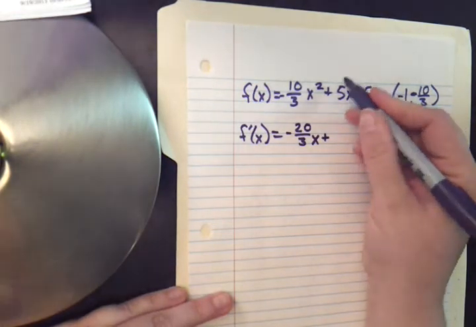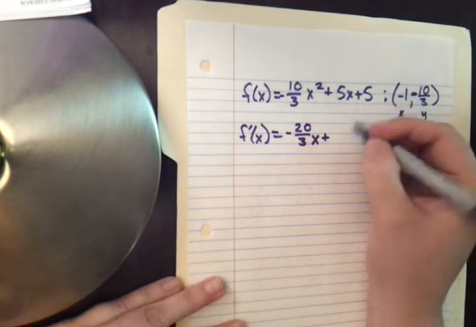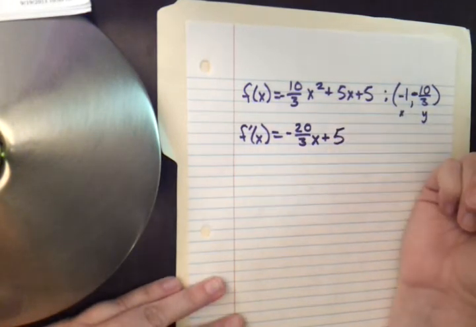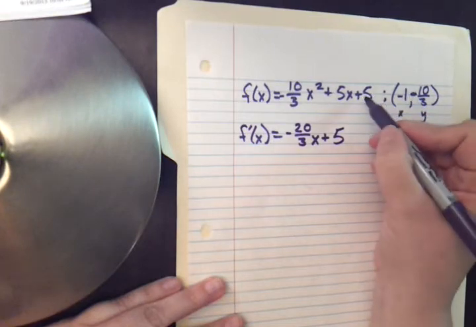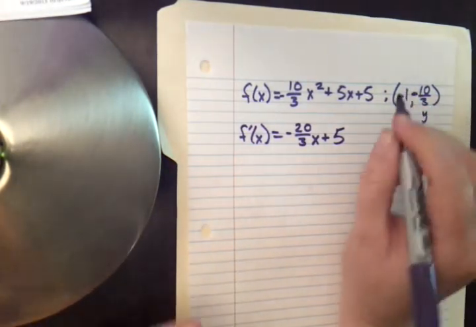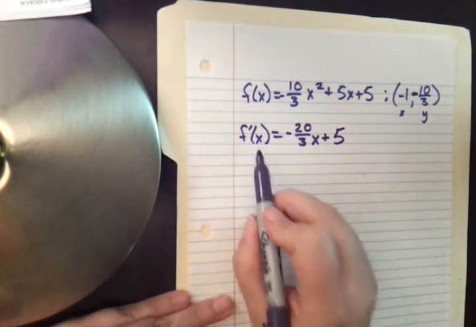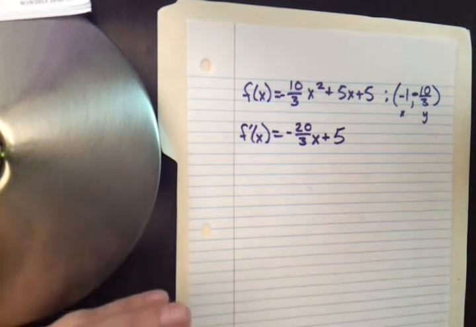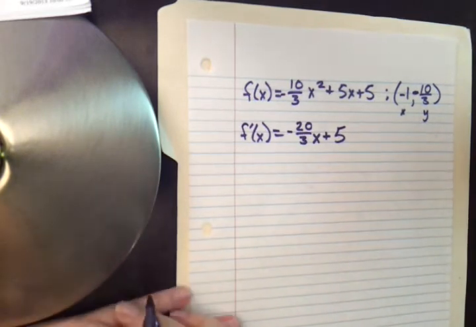5x, well, technically we bring down the exponent with the power rule and then subtract, and ultimately 5x is going to give us a 5. And then the plus 5, that's our constant, so that just gives us a 0. We don't even have to write that in. So we've got f prime of x. That's going to give us the slope for any x we happen to plug in. It'll give us the slope of the tangent line.